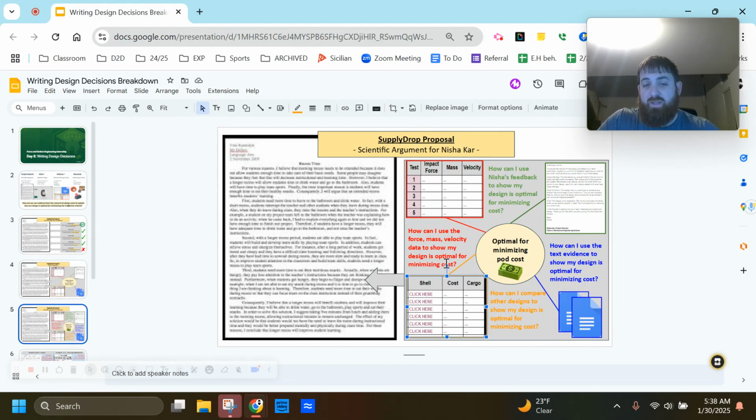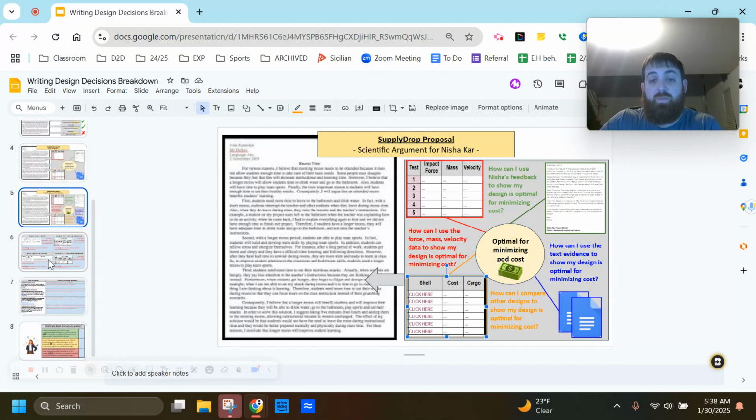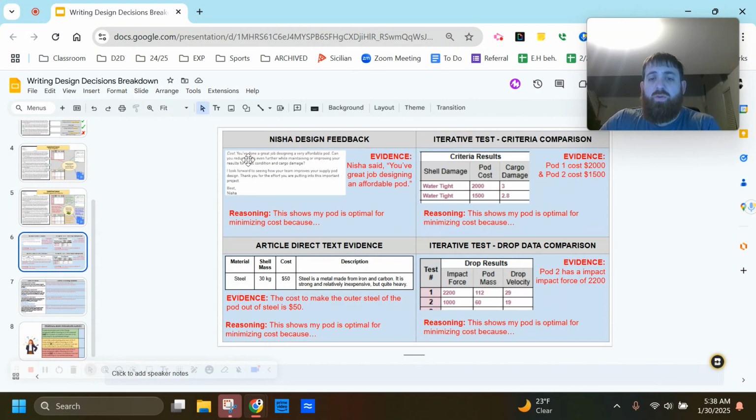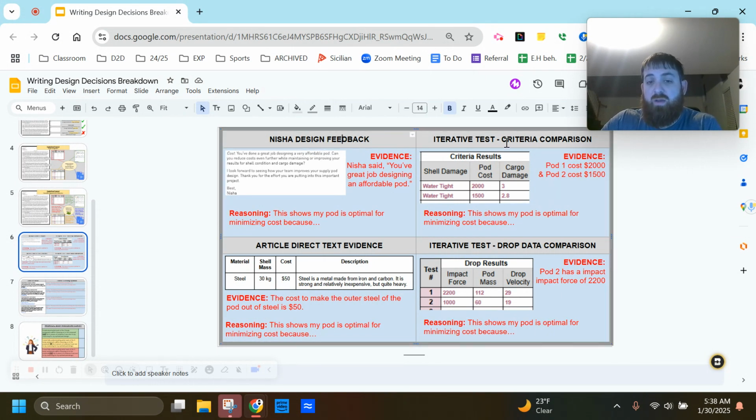So we're going to use this as an example to show you how we would go about finding evidence and using it as evidence and reasoning that our pod is optimal. So here's each of our four pieces of data or evidence that we could find. One is evidence from NISHA's feedback. One is iterative tests and the criteria that it has, comparing it to others. Here's another where we have our iterative tests where we compare our drop data to one another. And then we have our article direct text evidence.